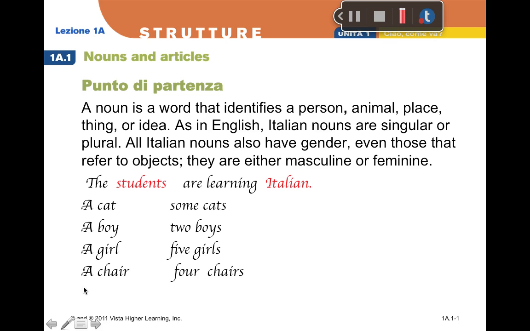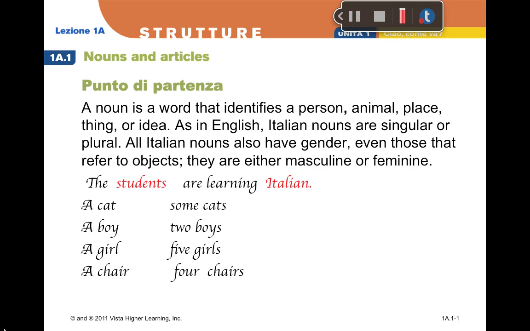So today we're going to talk about nouns. Nouns are the first words that we usually learn in a new language because they're part of our vocabulary. So what is a noun? A noun is a word that identifies either a person, an animal, a place, a thing, or an idea.